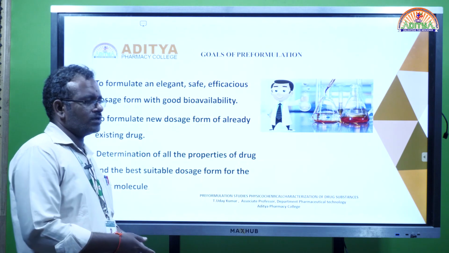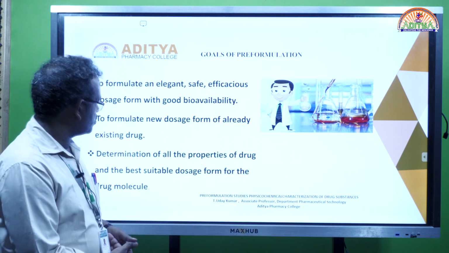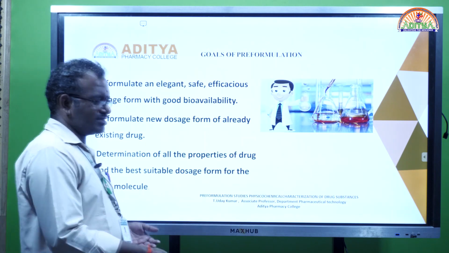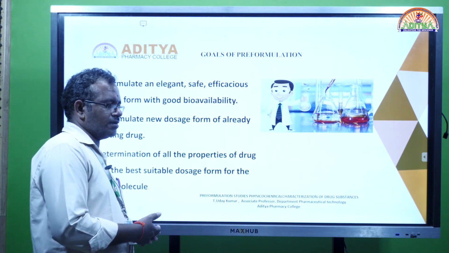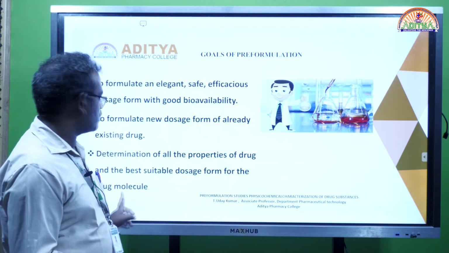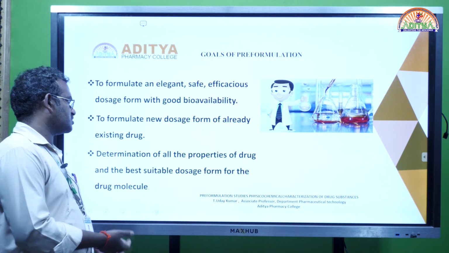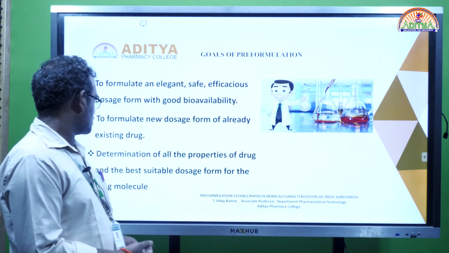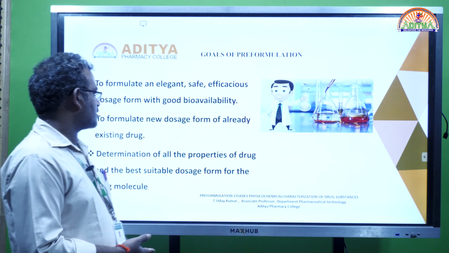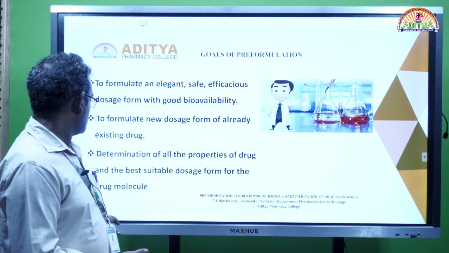Before formulation, we study all the properties of the drug molecules. From that, we can select the best suitable properties. Then only can we develop a safe and effective dosage form. Understand? So I repeat: to formulate an elegant, safe and efficacious dosage form with good bioavailability; to formulate a new dosage form of already existing drugs; and determination of all the properties of drugs and the best suitable dosage form for the drug molecule.